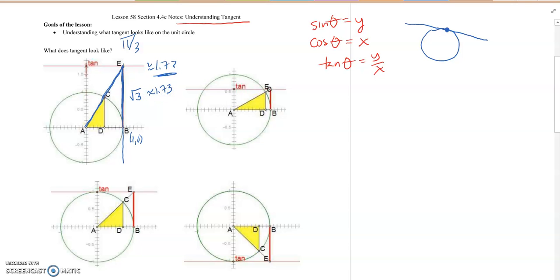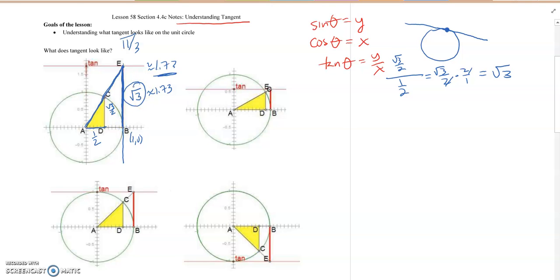And if you actually do the math, remember the y value for a 60-degree angle is root 3 over 2, and the x value is 1/2. So when you divide root 3 over 2 divided by 1/2, you get root 3 over 2 times 2 over 1. The 2's cancel, and you get root 3. And you can visually see the root 3 right here if you draw the tangent line.